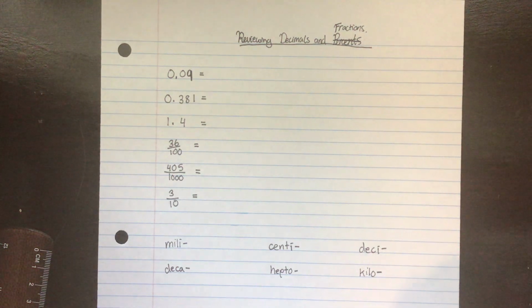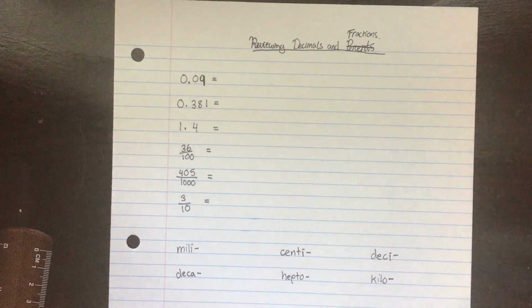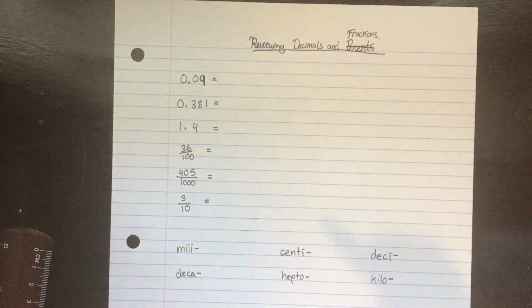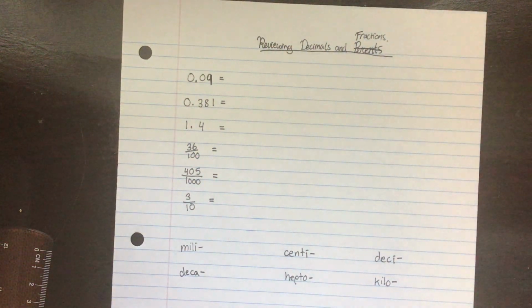Morning, grade 4s. Today we are going to do just a little bit of review on decimals and fractions. So over the last few days we've been talking about how we can turn a decimal into a fraction and a fraction back into a decimal. Now this, remember, is most easily done if the fraction is in terms of 100, 1000, or 10. So we're going to go through and we're going to just change a few of these up.